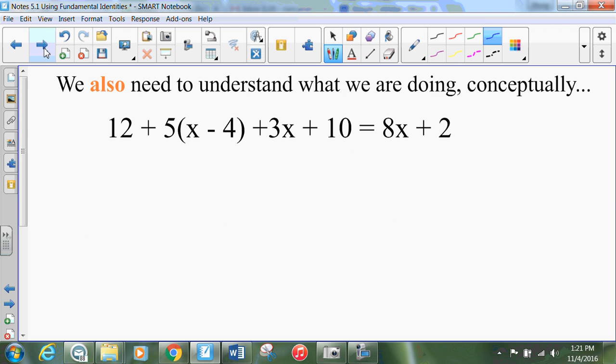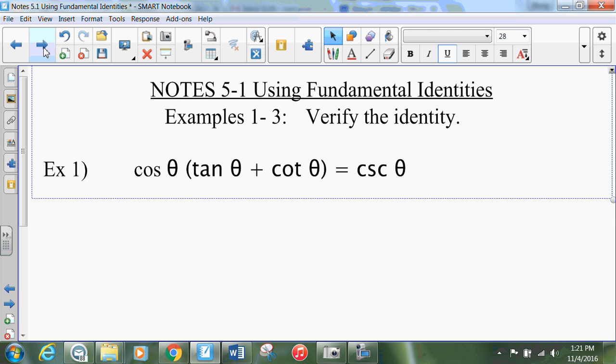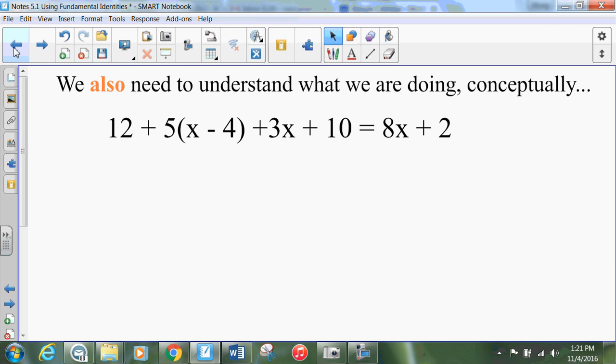Well, when we're asked to do trig verifications, they look like this. We'll have some trig stuff on one side, an equal sign, and some trig stuff on the other. So before we do the trig stuff, let's talk about what we are doing conceptually. Normally when we see an equation, we know we're solving it. But with verifications, we are not solving. With verifications, we simply want to make one side look like the other.